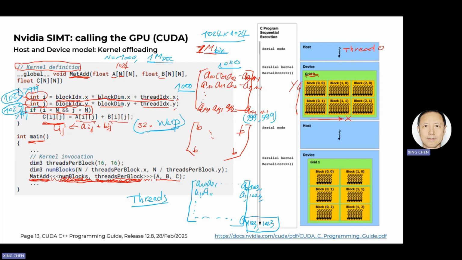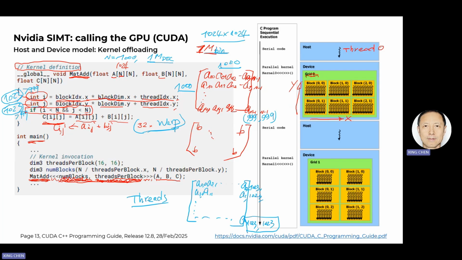Then that means for any threads with their i or j ID bigger than 999, they are going to have nothing to work on. They are going to do nothing. They are going to find out, okay, I have nothing to do, I'm going to just do nothing. This is what's going to happen.